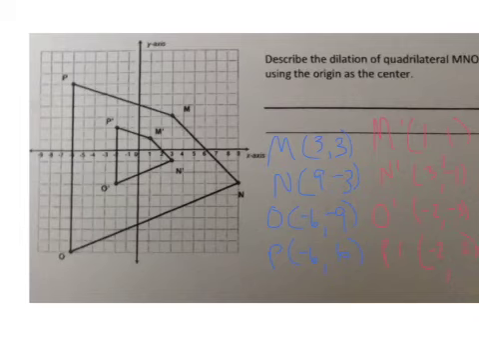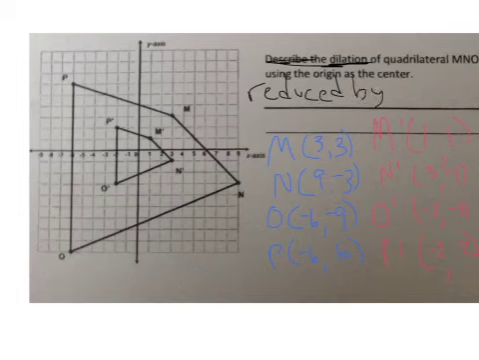Now, the original question said, describe the dilation. So clearly, this quadrilateral is getting smaller, so it's reduced by, well, what are you reducing it by? So M was 3, 3, and now it's 1, 1. So you're dividing by 3. Let's see if that's true for everything. N was 9, negative 3. Now it's 3, negative 1. So once again, dividing by 3.